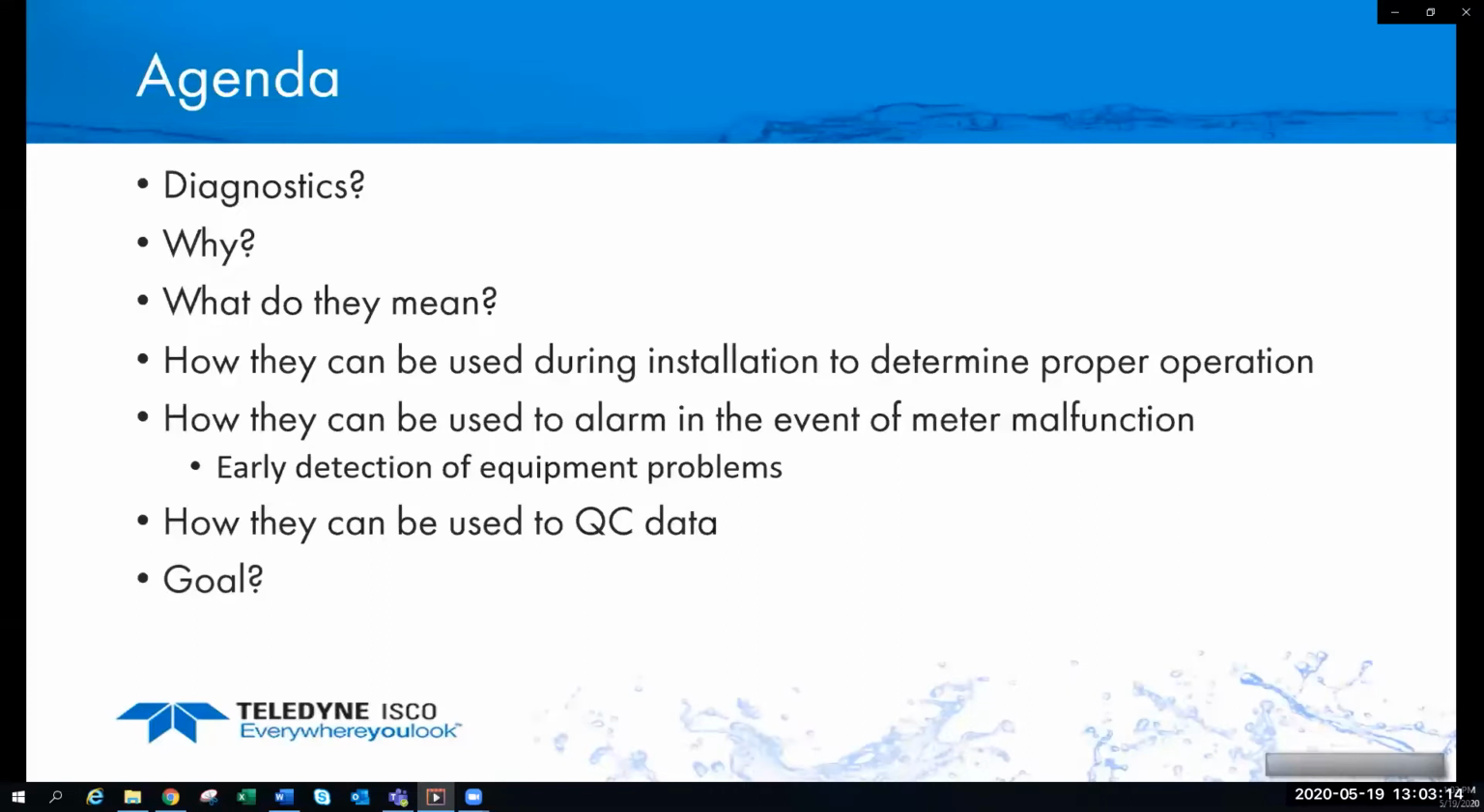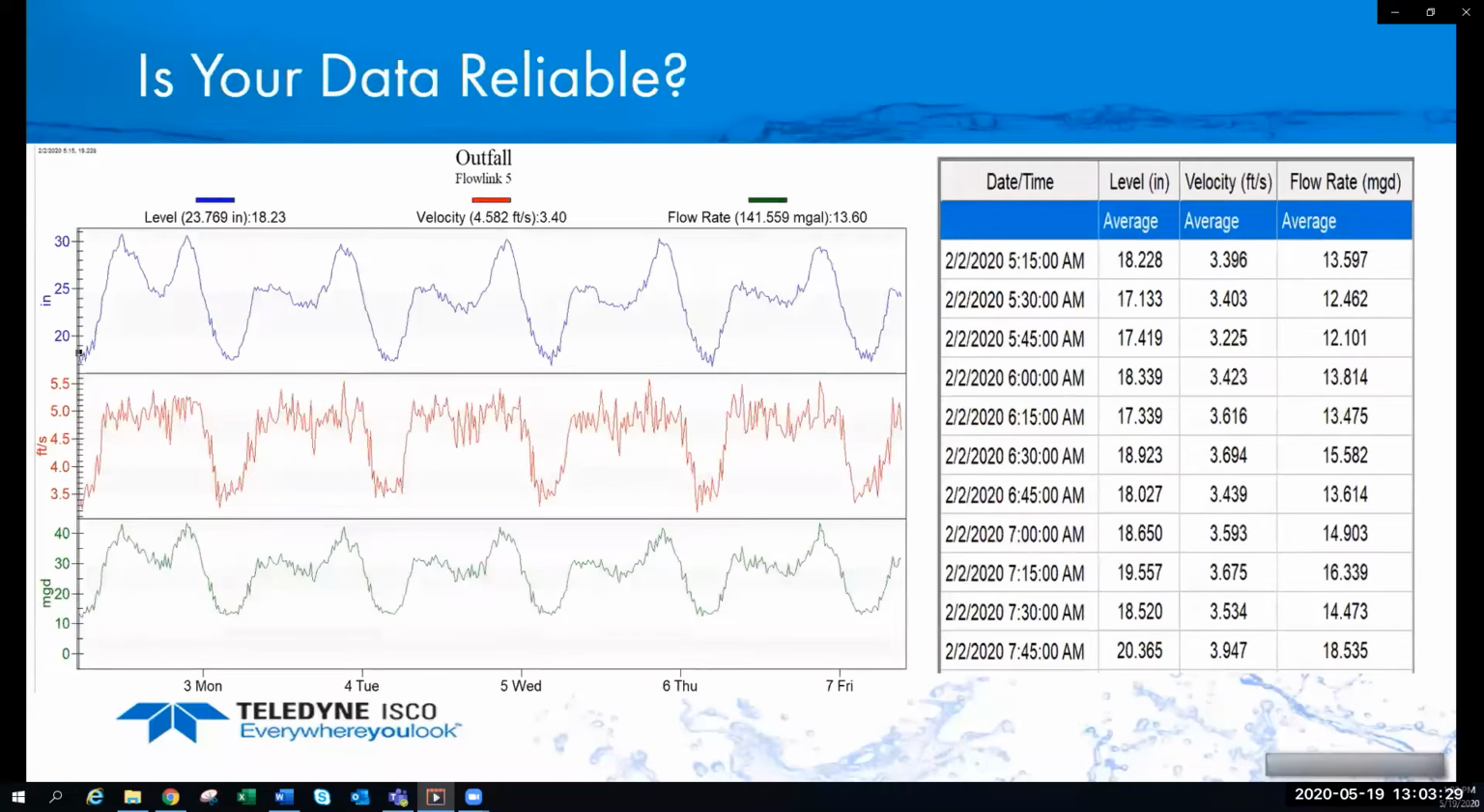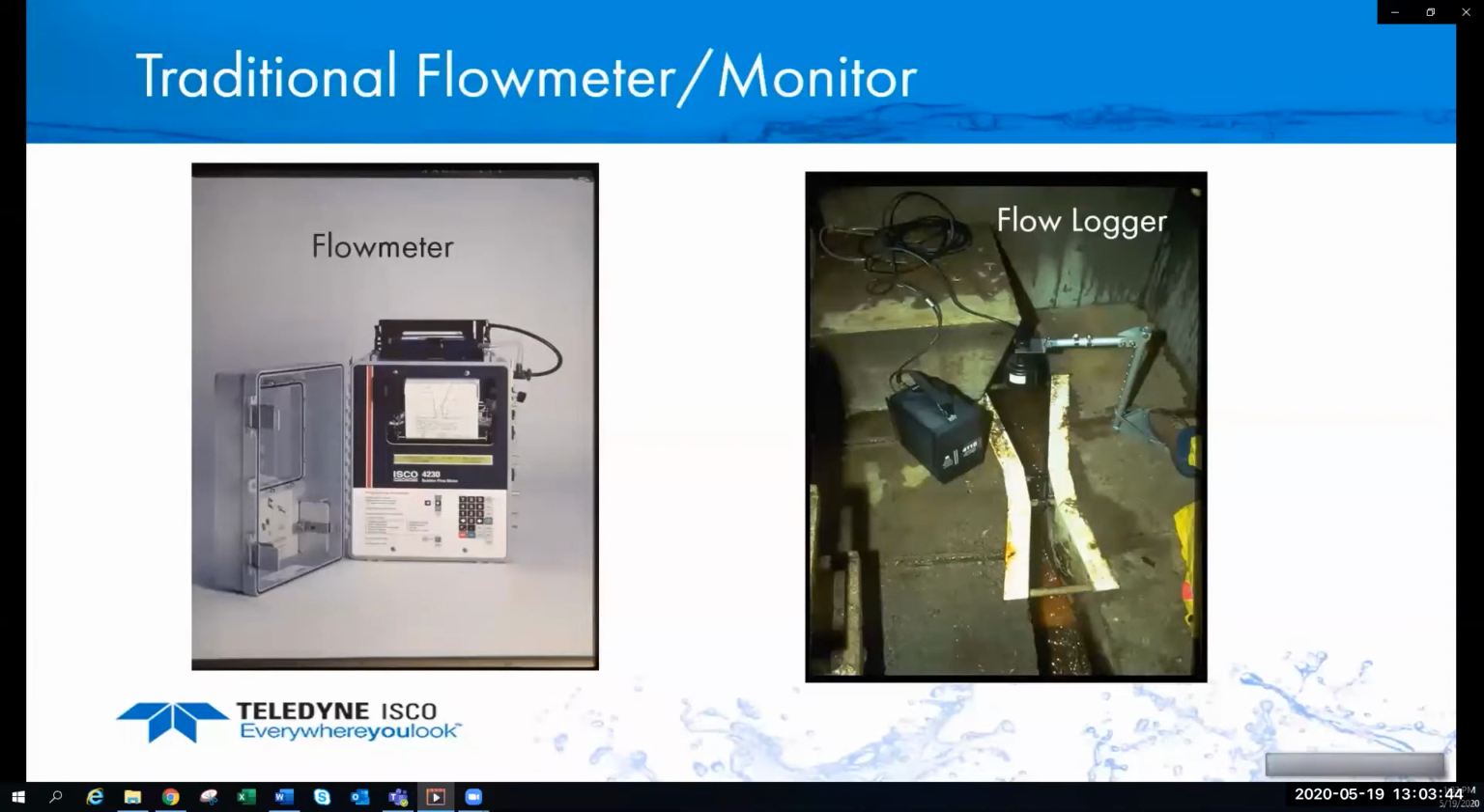The goal, what is our ultimate goal? It is confidence in the data. We're all out there installing flow meters because we need data, and we need to know that that data is correct. So the diagnostics are a very, very important tool for this. Again, you look at a nice graph like this, how reliable is this data? We have a nice pretty line going up and down, and a good table of data on the right. That all looks great, but how do we know it's right? We're going to be talking about that today.